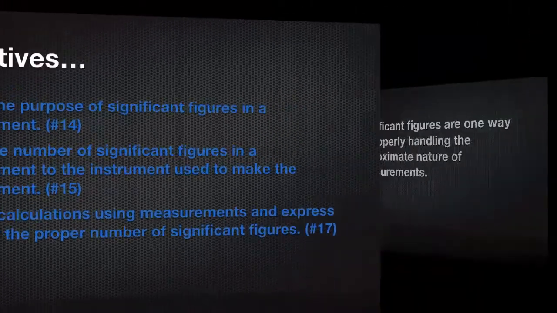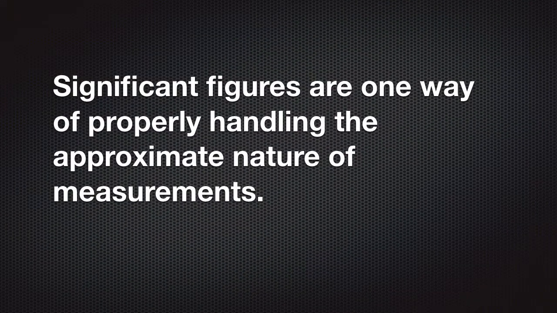Significant figures are one way of properly handling the approximate nature of measurements. Remember, we've previously discussed how all measurements are estimations of a true value, an approximation of a true value. And that's a result of the gap between two graduations on a measuring instrument, whether it be a ruler or a triple beam balance, even electronic balances where we have digital scales. We don't know beyond the last digit what else might be there because the resolution of the instrument is limited.